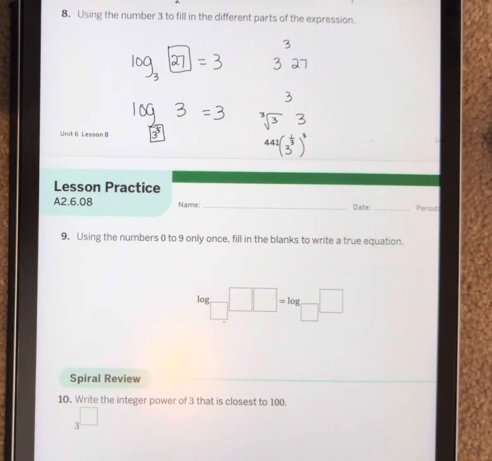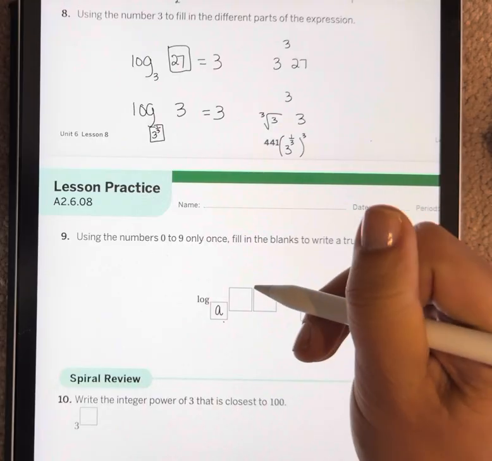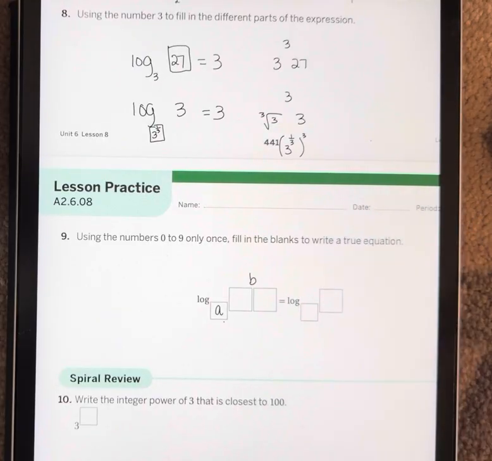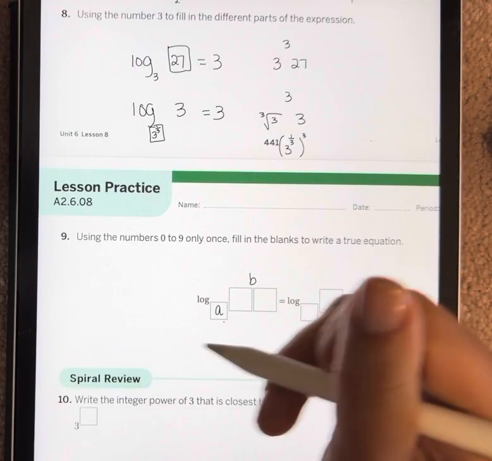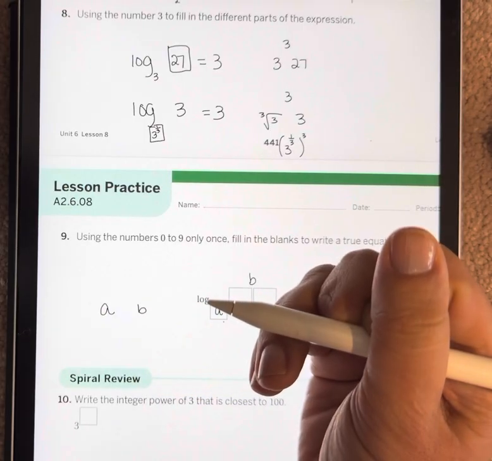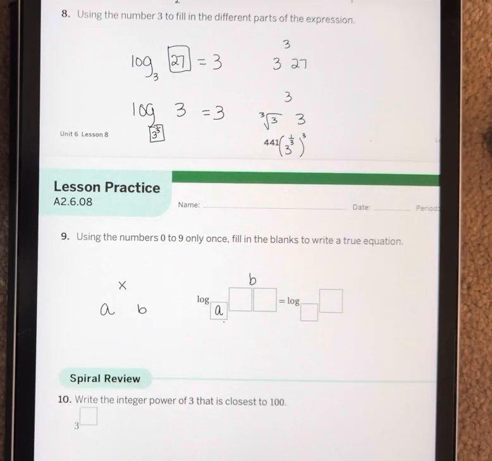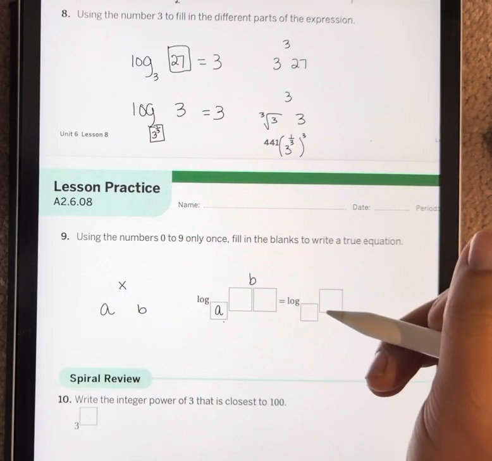So let's see what we're talking about here. Let's say this is A. Let's say our 2-digit number here is B. B needs to be a 2-digit number. So this would mean that an A here, a 2-digit number B here, needs to equal something. And that something needs to equal this as well.